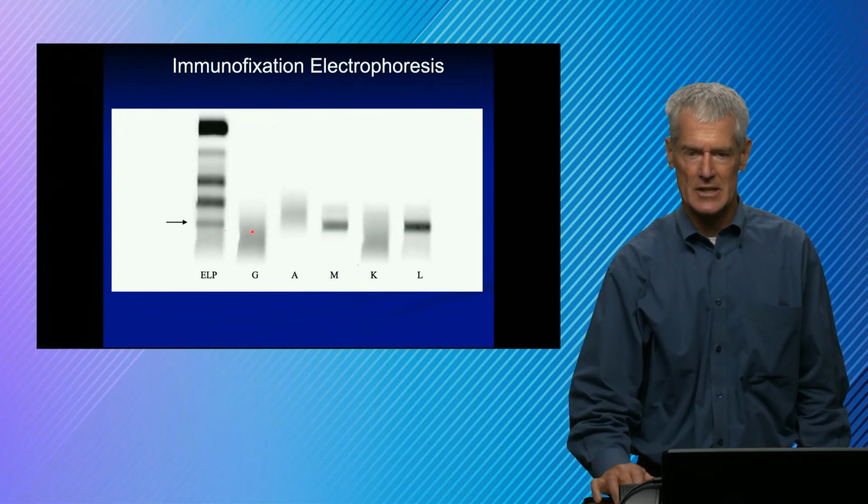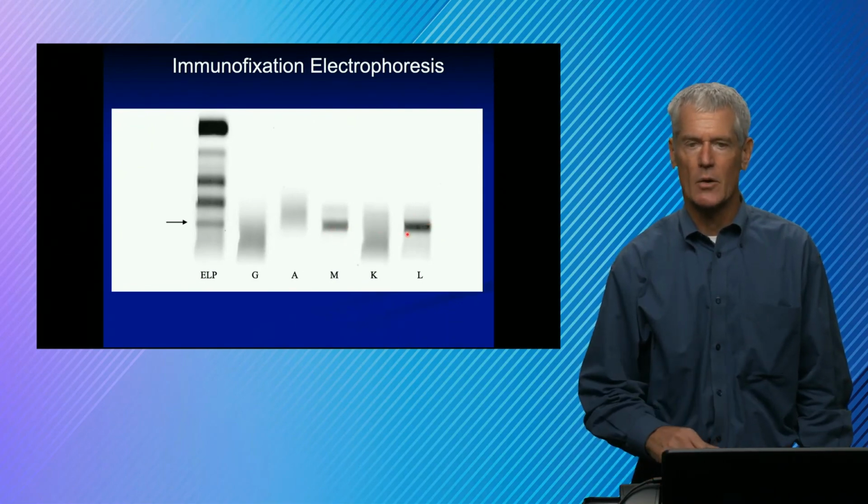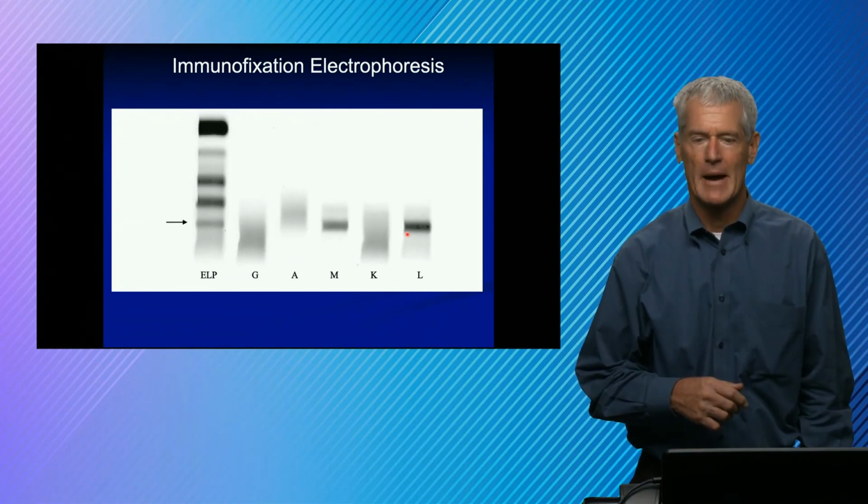It's not IgG, it's not IgA, it is IgM. So that's the monoclonal protein, that's the narrow band, and it happens to have lambda light chains. And so this patient has a monoclonal IgM with lambda light chains, and in fact he had Waldenstrom's macroglobulinemia.